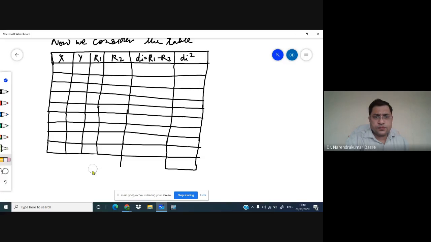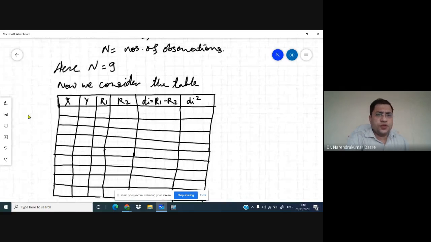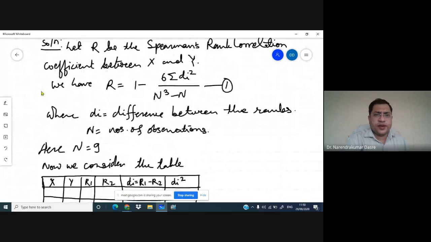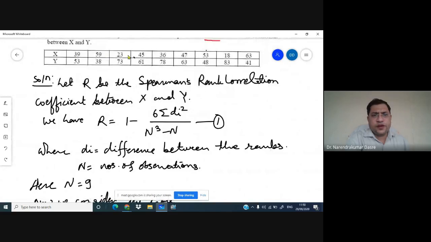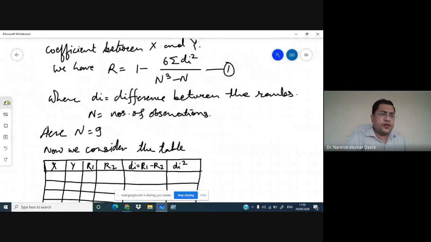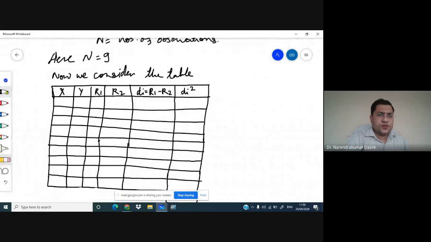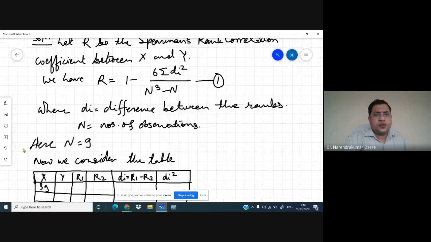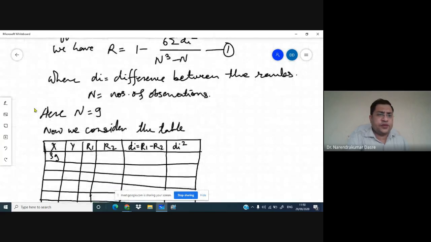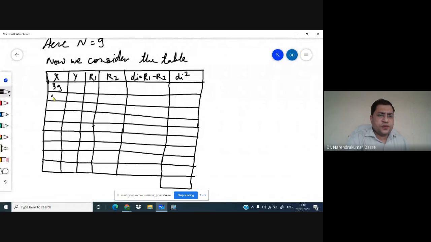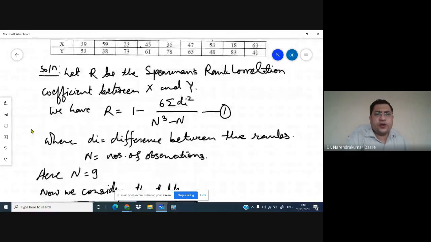So we are interested only in calculating the last column. Write down the observations we have. We have 39, 59, 23. Now we have 59, 23. What about the Y column? So 53, 38, 73.